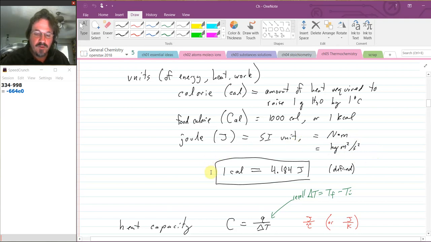What we need to know for sure is how to interconvert. I already talked about calorie to food calorie. That's just 1,000. From a joule to a normal calorie, it's 4.184. 4.184 joules is the same thing as 1 calorie.